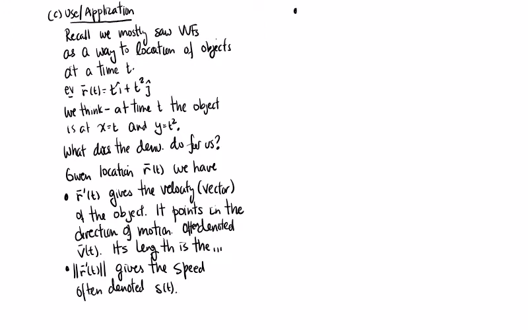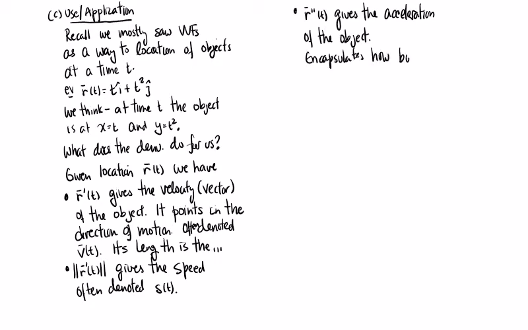Then if we go one step further, we have the second derivative. This is the acceleration of the object. This is sometimes a little harder to visualize. Visually it gives you both an idea of how the direction is changing and how the speed is changing. So this encapsulates, if you like, how both direction and speed change.